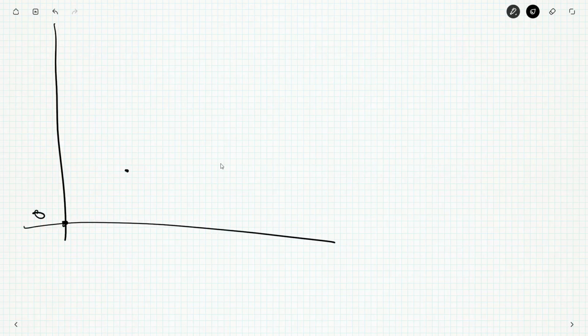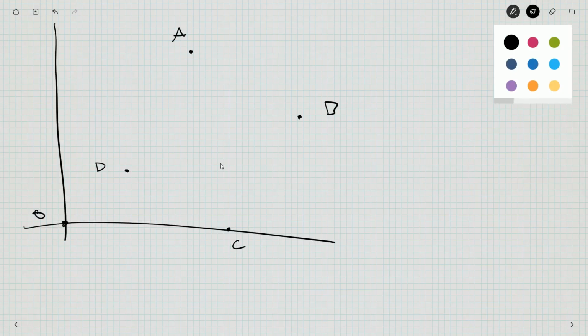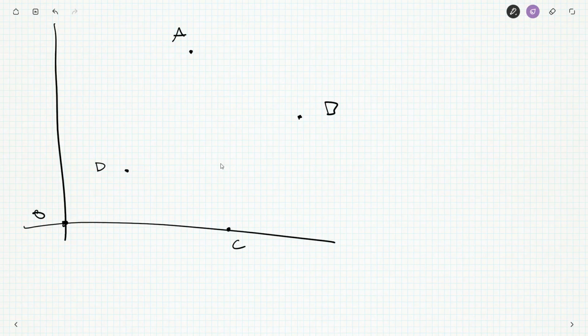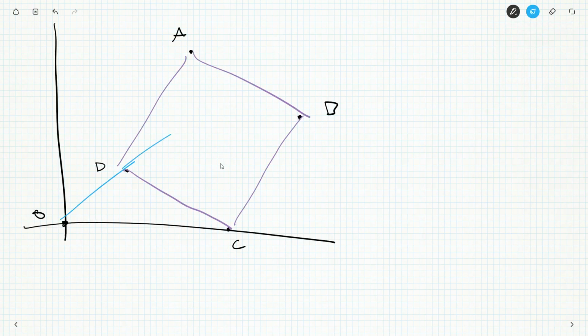There's O. I did draw this picture a little while ago, but there we go. All right, so A, B, C. And now what do we need? We'll make the square purple. We'll make the line through OD blue, and that hits E up here at 8, 8.